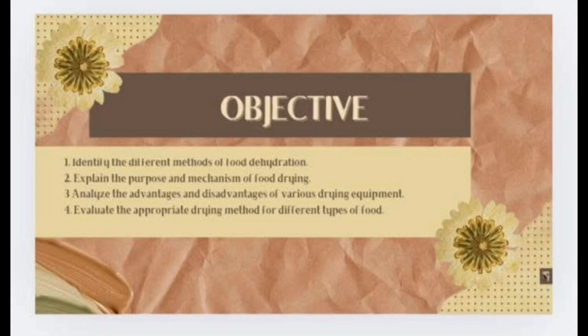Second, explain the purpose and process of food drying, focusing on heat and moisture removal. Third, compare the advantages and disadvantages of common drying equipment. Last, choose the most suitable drying method for different types of food products.